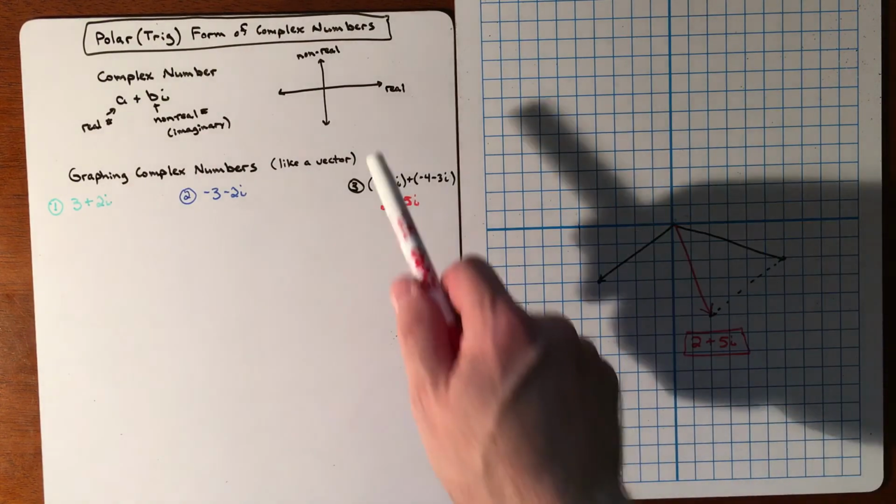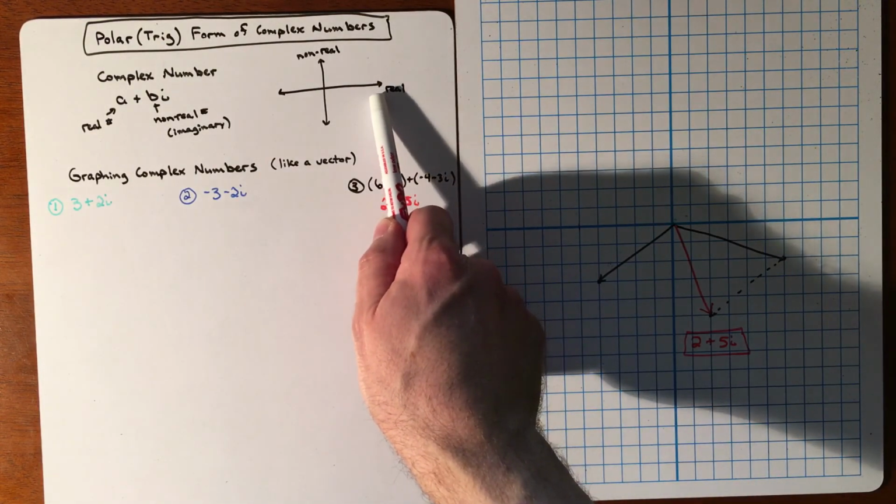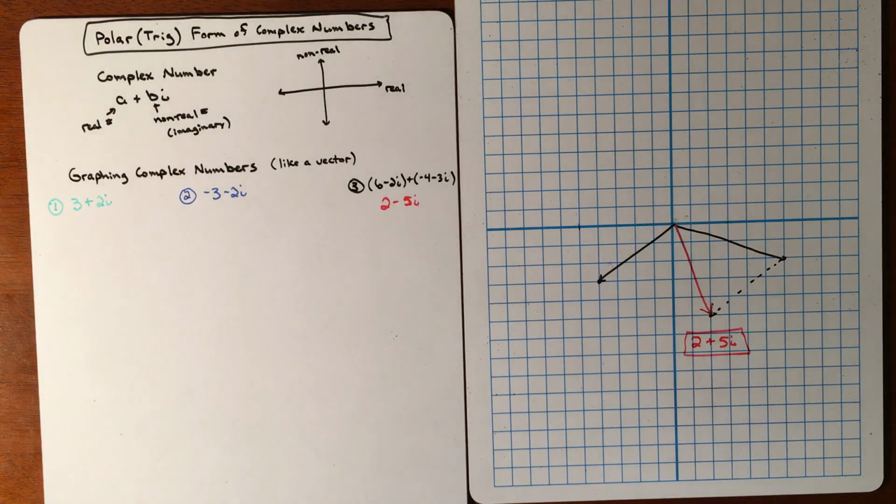It's a totally different scale. You've got reals for your x-axis and non-reals for your y-axis. All right, so that is graphing complex numbers.